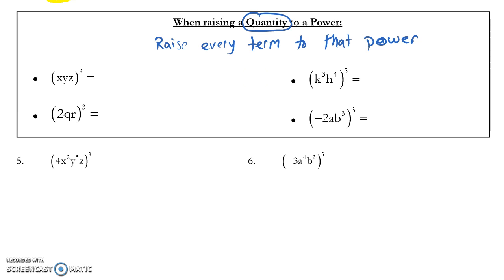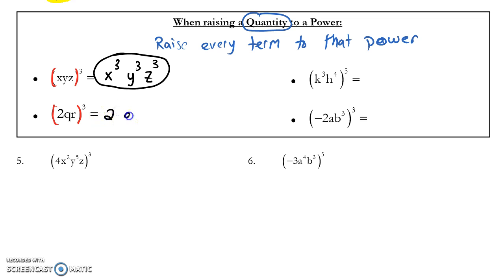So our example of this is parentheses here raised to the 3rd power. Well, that means that every term in here, the x, the y, and the z, have to be raised to that same 3rd power. That's the exact application of this property. Now, what if there's a number in those parentheses like this example? We do it the exact same way.